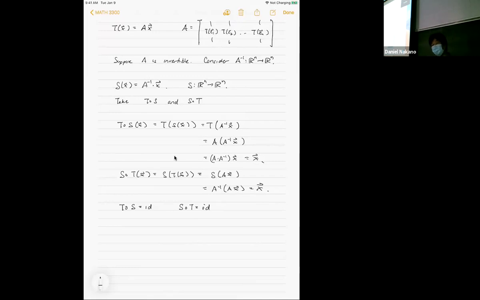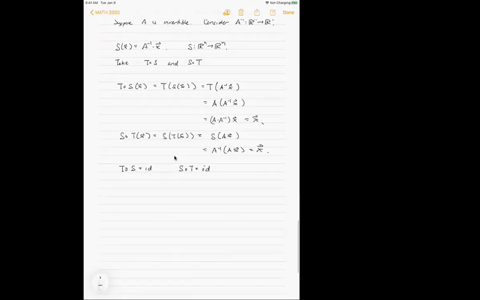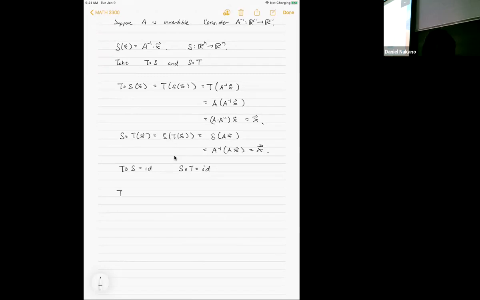So what is the conclusion about S? S is the inverse of T. That's right. S is the inverse of T. So the linear T is invertible, and S is equal to T inverse.